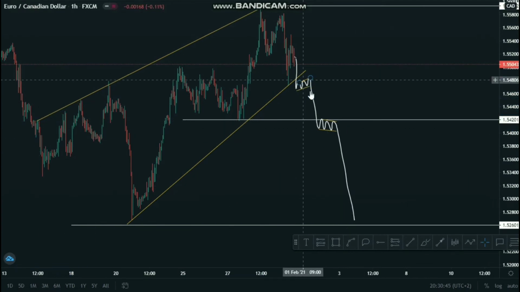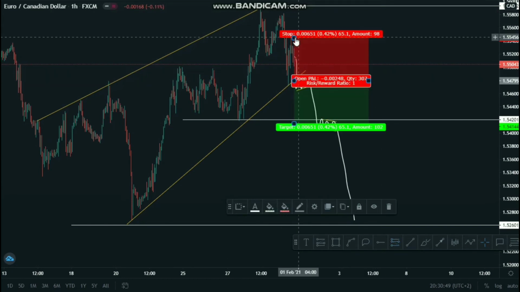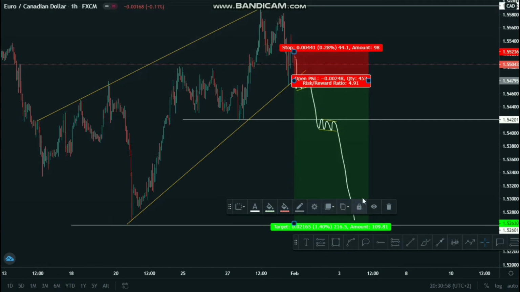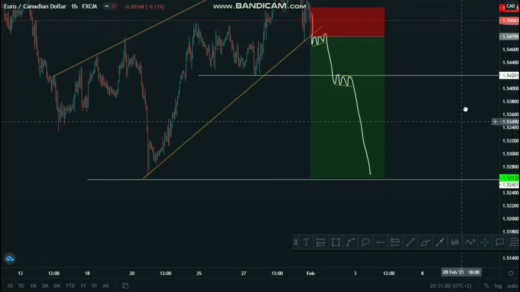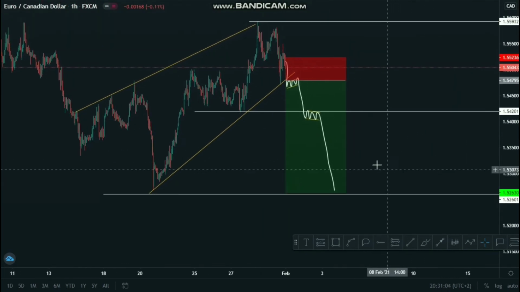This is a very nice rising wedge which has been broken down at this level, and we can have entry around this price with our stop loss being somewhere inside here. 400 to 440 points can do, and our target being 2165 points. This is our market analysis for EuroCAD 1 hour time frame.